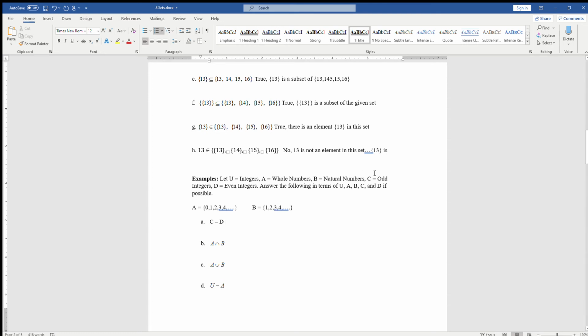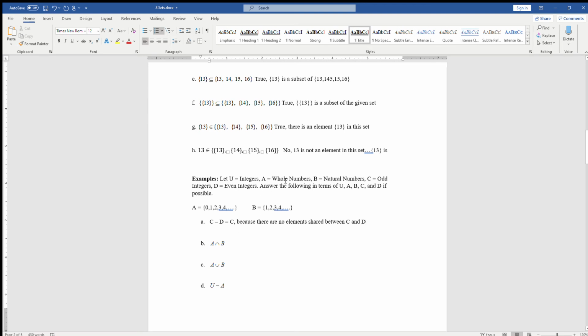So we have odd integers set difference even integers. And remember what a set difference is. Set difference basically takes all the elements that are in set C in this case, and any overlap, we eliminate that. But remember that odd and even integers are disjoint sets. So in this case, the answer would just be C, because there are no elements shared between C and D. So that makes it really easy.